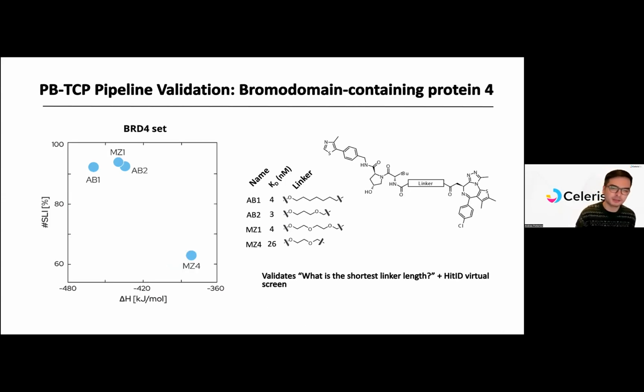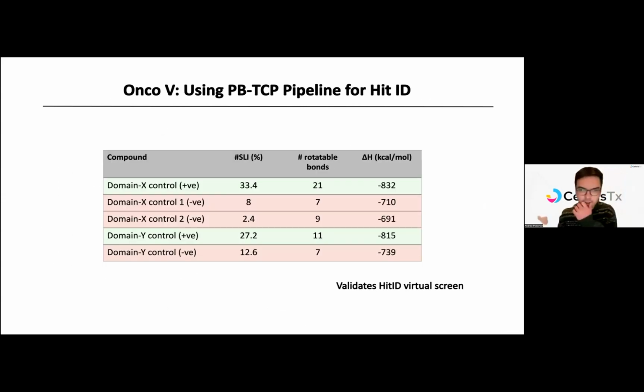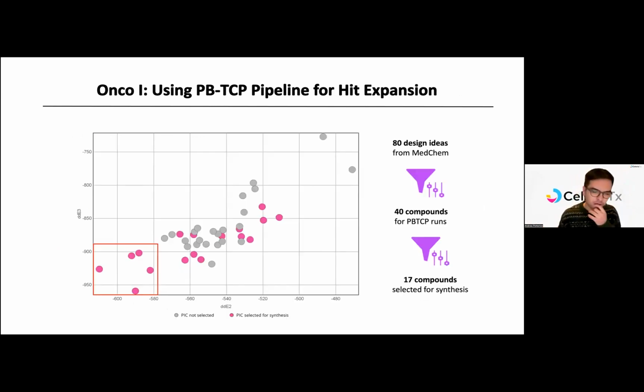And then some internal validation, so looking at a virtual screen for a project we're running at the moment. So these are just the positive controls, but you can see in both the successful linker insertion and the energy calculations, we get good separation between the positive and negative controls for the different domains of the protein. And then this is a bit of a side, not a validation per se, but just how we're using it in projects. So this shows how we're using different energy values to go from different medchem designs to running the compounds to selecting for synthesis.